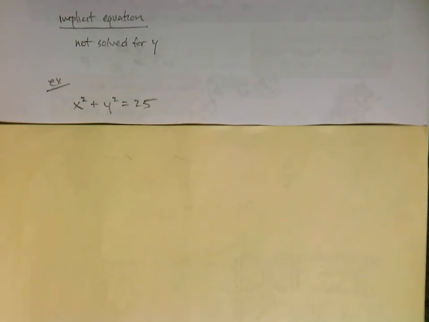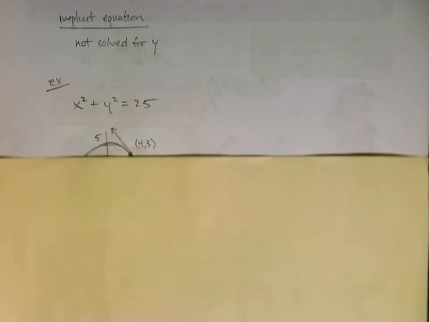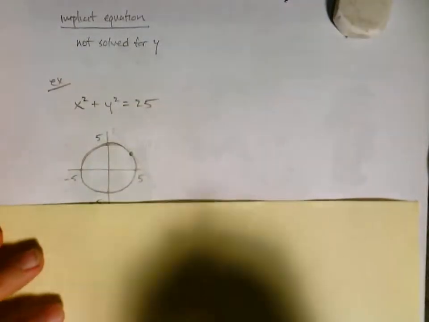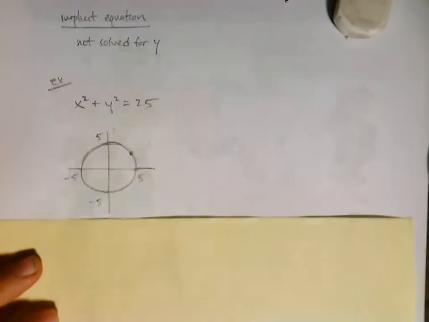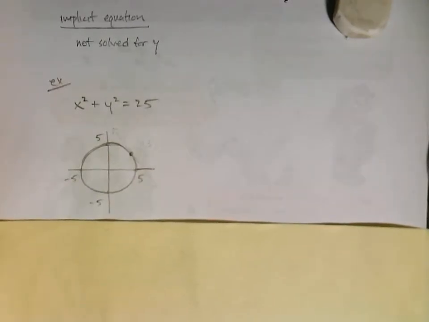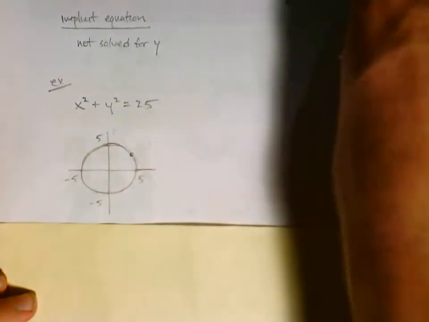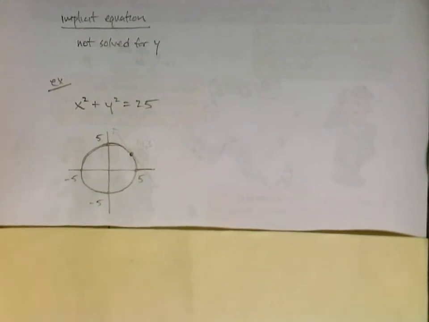Now maybe you're looking at that and perhaps you know what the graph of x squared plus y squared equals 25 would be. If not, I'll show it to you right now. I'm just going to back up a little bit. Here it is. It would be the graph of a circle with a radius of 5 and centered at the origin. Okay. So there's x squared plus y squared equals 25. And from the graph we can certainly see this is not a function, right? It does not pass the vertical line test.